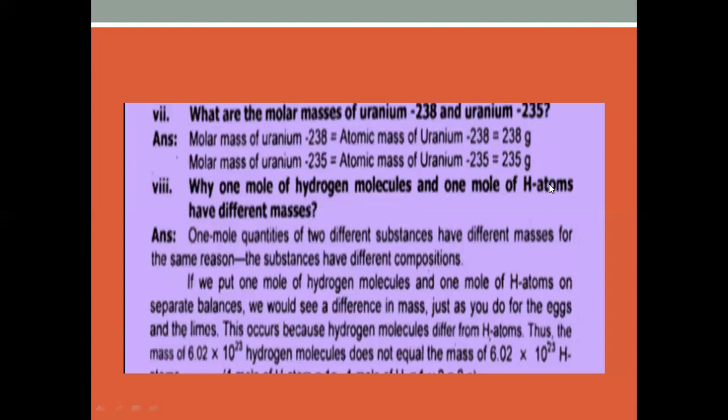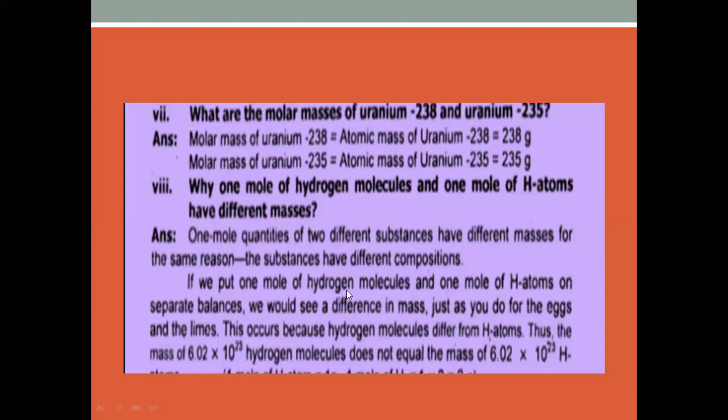But 1 mole of hydrogen molecules or 1 mole of hydrogen atoms have the same number of particles, Avogadro's number, but their masses are different. So 1 mole quantity of two different substances have different masses, for the same reason: the substances have different composition. The H2 molecule is made up of 2 hydrogen atoms, and the other is made up of only hydrogen atoms. So composition is different.